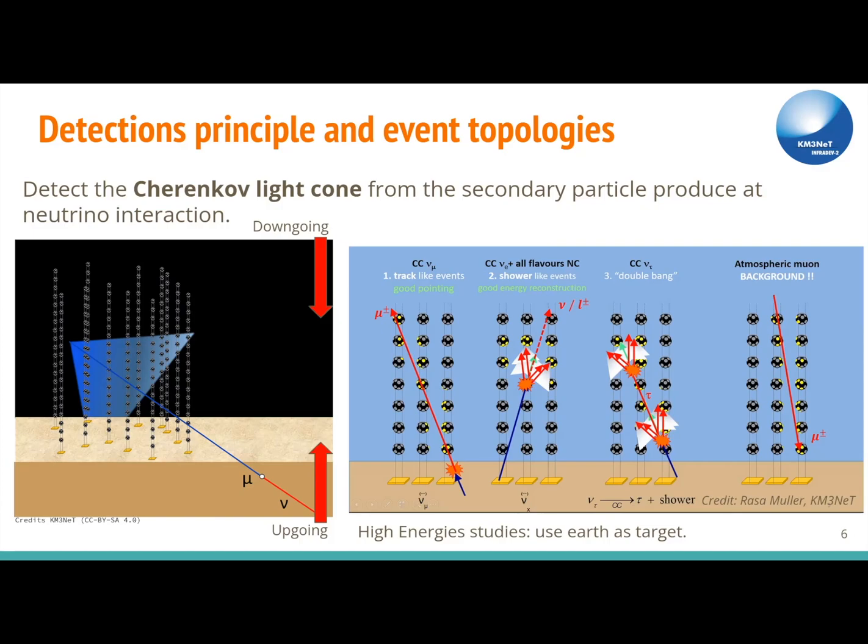As for what concerns us for astrophysics, we are interpreting the downgoing tracks, so tracks coming from the atmosphere and pointing to the Earth, mainly as background. We have a sharp cut on these downgoing tracks, so we are looking mostly at the events which are upgoing.